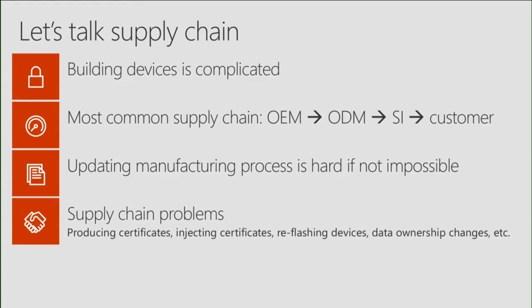The most common supply chain pattern that we found goes OEM to ODM to systems integrator and finally to the end customer. And this is one of the simple ones. Oftentimes you can have a whole lot of other little steps where I have arrows on that slide, depending on what the device is and how complex and how many different ODMs are involved and where your certificates are coming from. And updating this process, this manufacturing process, is basically impossible for all intents and purposes.